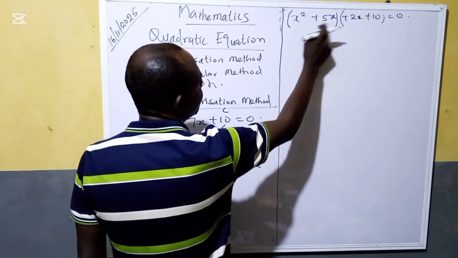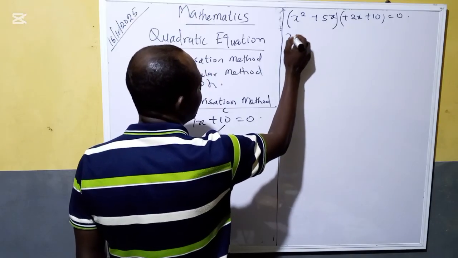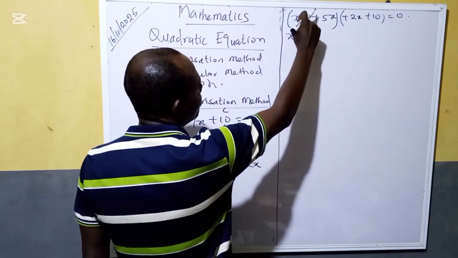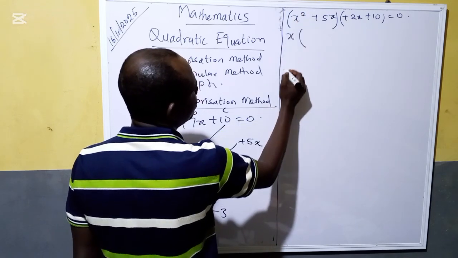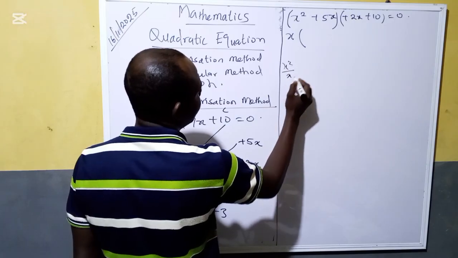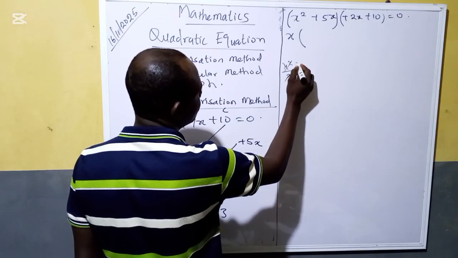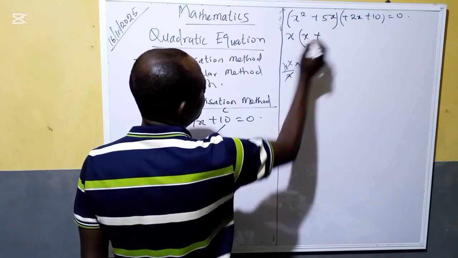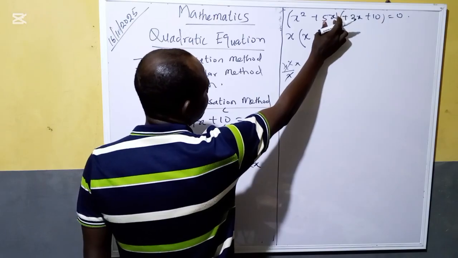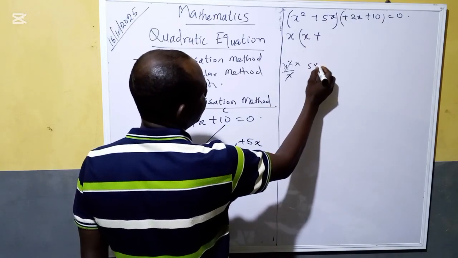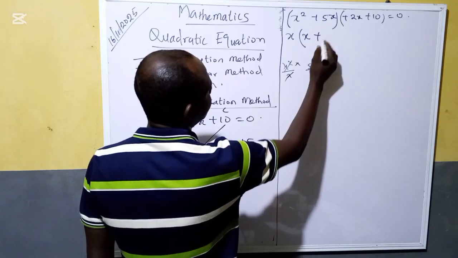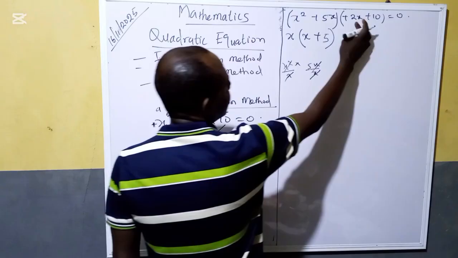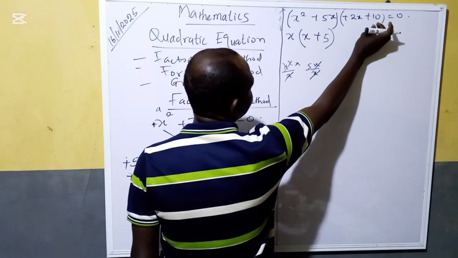That means that we can bring out x from these two. So we put that x in brackets. If I take away x from x squared, that is x squared over x, x cancels x, remains x. Plus this one, 5x divided by x, x cancels x, we have only 5. You close the bracket. You look at this place, plus 2x and 10.